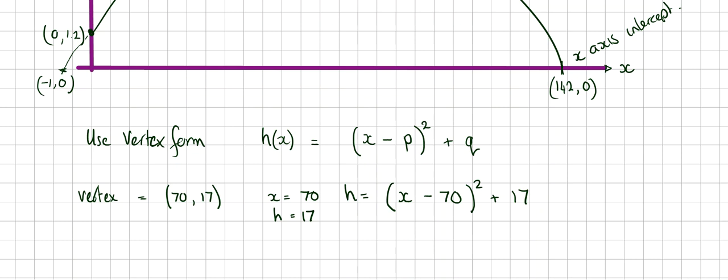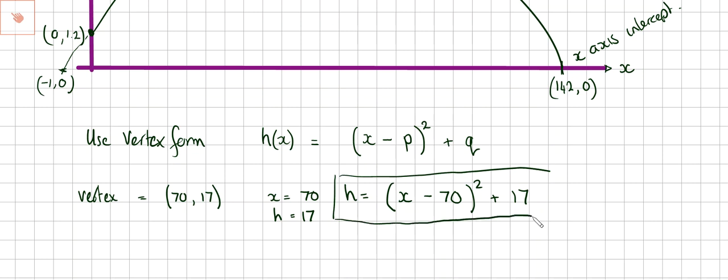We have initially come up with a function purely on the simplest version of vertex form, because we've used our knowledge of how the vertex form fits with the vertex. That's why we talked about it a lot. But you have discovered that when you graph it, it's just wrong. It's the wrong way up. The vertex is at 70, 17. So we've got something right.